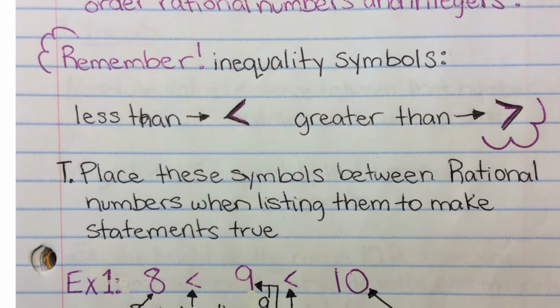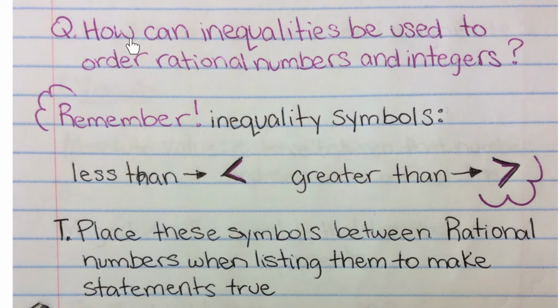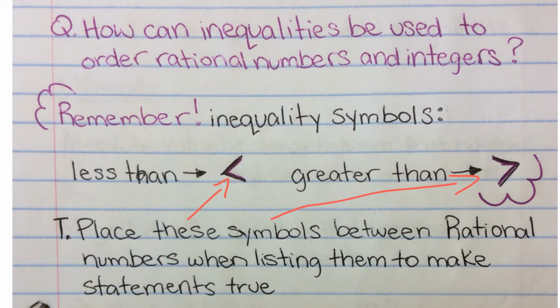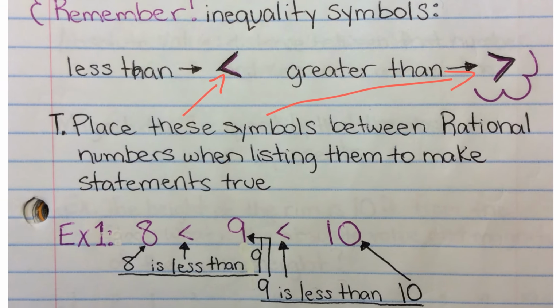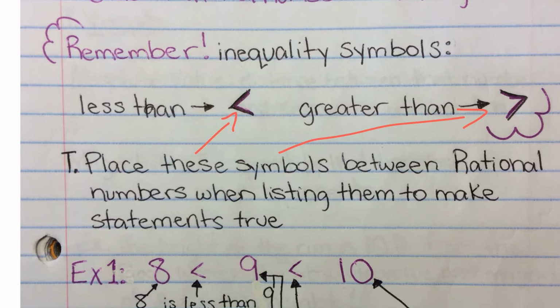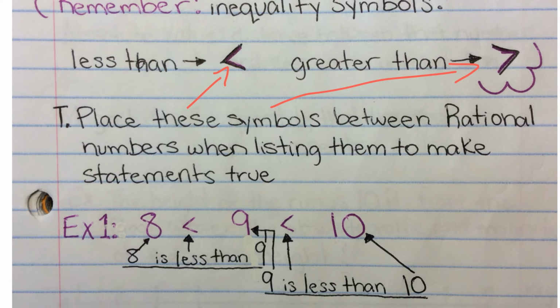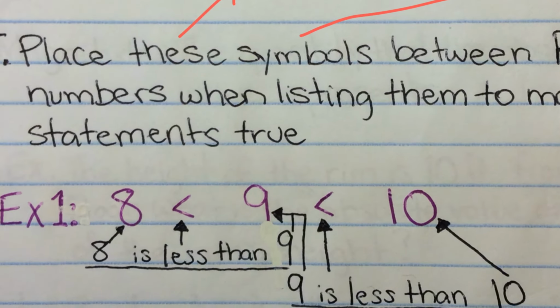So, in order to answer the question, how can inequalities be used to order rational numbers and integers? We have to perform this task. Place these symbols between rational numbers, and when it says these symbols, it's referring to less than and greater than, between rational numbers when listing them to make statements true. So in these examples, we're not going to use commas to put them in order. We're going to use inequality symbols. So first off, our example is this right here, example number 1.